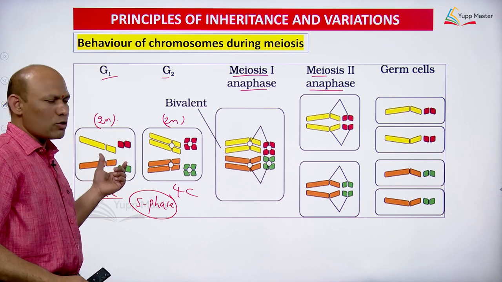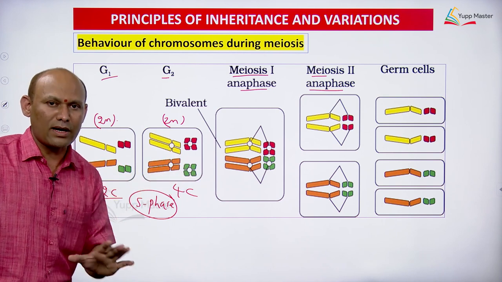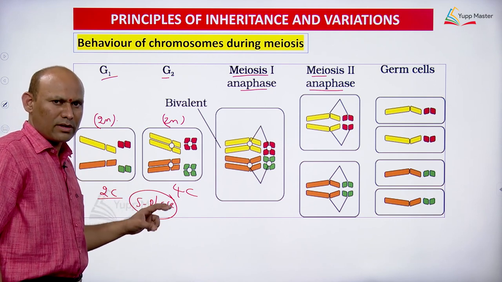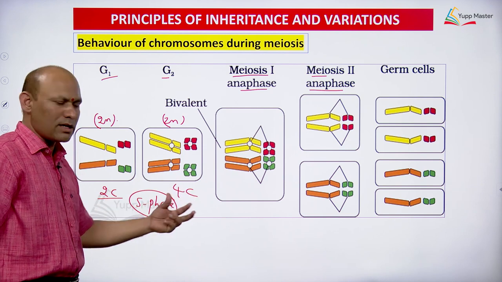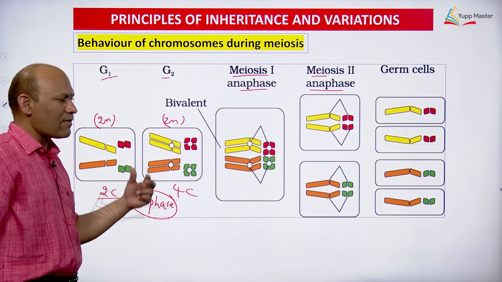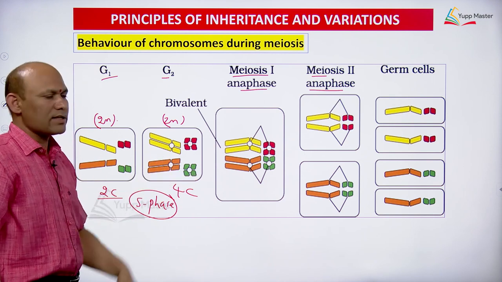If initially four chromosomes are there, after S phase, how many will be there? Four chromosomes will be there. You need to understand, but the DNA content, that is doubled. So therefore, 2C will become 4C. The number of chromosomes will remain same, but the DNA amount will get doubled, right, dear students? I hope you got the point.